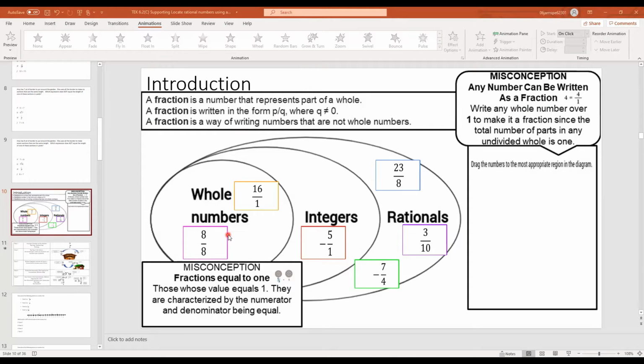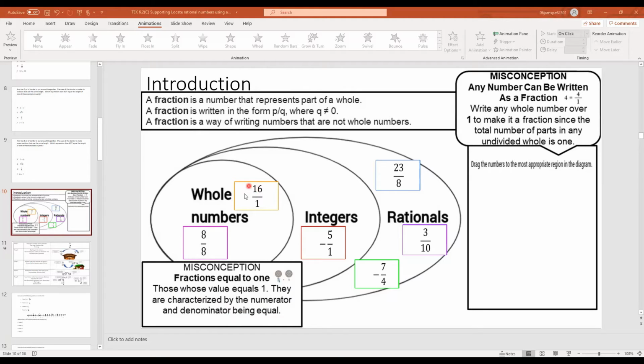The next misconception we want to address is fractions equal to 1. Those fraction values equal to 1 are characterized by the numerator and the denominator being equal. Now, here are 2 different examples. Right here, we have 2 fractions as whole numbers, but 8 over 8 is equivalent to 1. Why? Because the numerator and the denominator are equal.